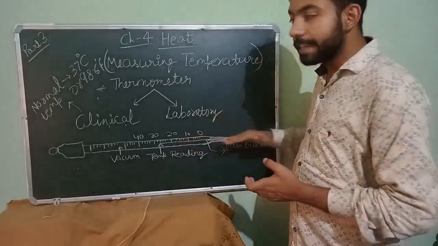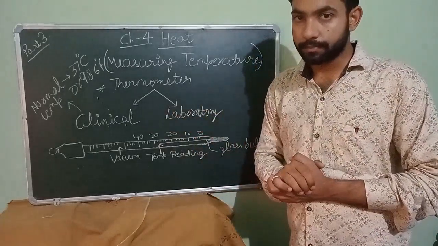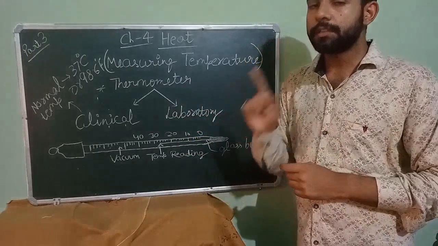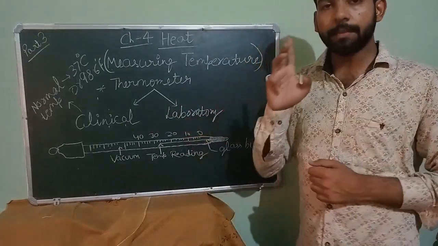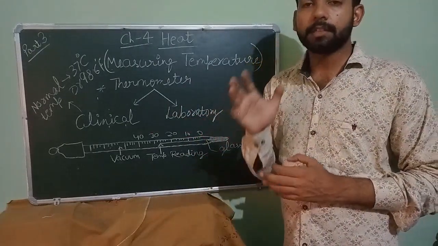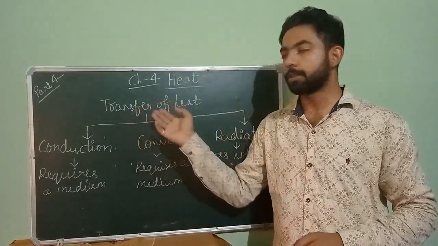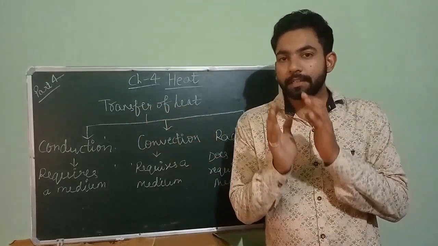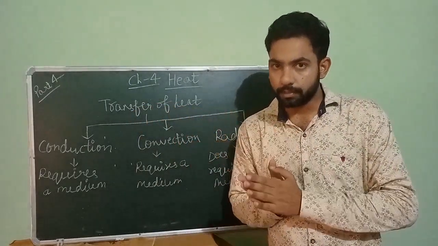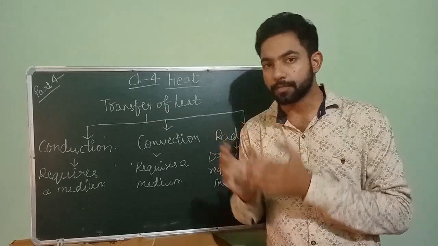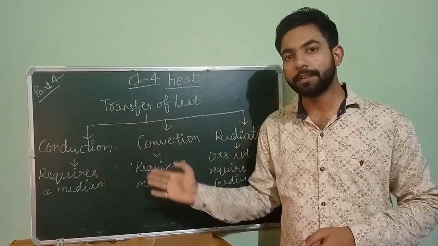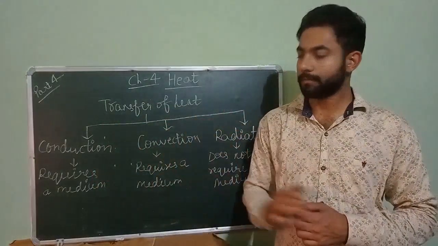Number 1, it expands evenly when temperature rises. Number 2, it does not stick to the glass. And number 3, mercury is a good conductor of heat. So our new topic is transfer of heat. There are 3 types of transfer of heat, or we can say that there are 3 ways of transfer of heat: conduction, convection and radiation.